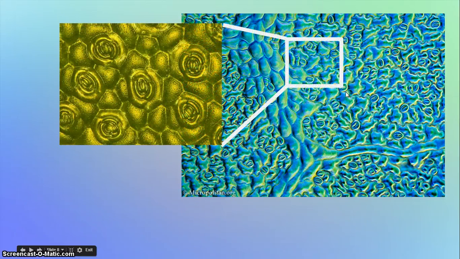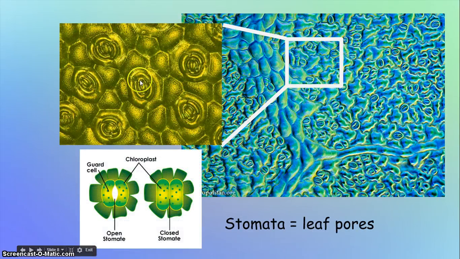Here's a closer look at that. Here are the epidermal cells just kind of hanging out and covering the plant, but then you have these guard cells that are creating these pores in the underside of the leaf. Here's another depiction of these guard cells. Notice there's two of them, and they can open and close. And the whole thing is what we call a stomate, and if we have several of them, we call them stomata. So that's the next vocabulary word that I want you to learn here, which is the leaf pores. They're called stomata.